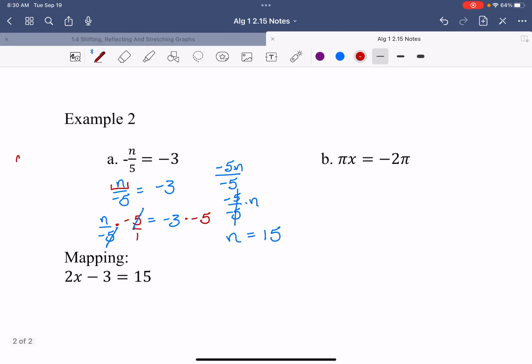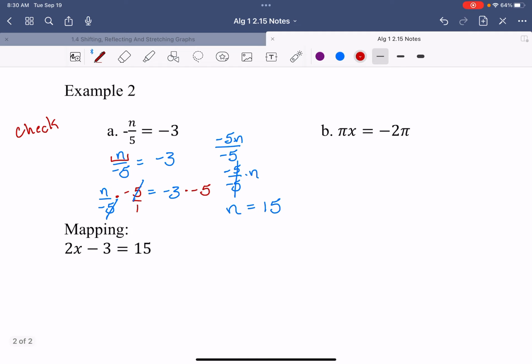Again, I'm going to come over here to the side. We want to check it. What's so nice about these problems is you can check every single one of them to make sure it works. So replace your n here with the 15. Negative 15 divided by 5. Does that equal negative 3? Does it equal negative 3? Yes, it does. Negative 15 divided by 5 is negative 3.